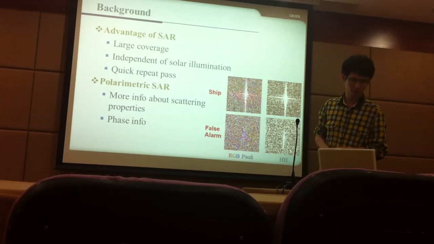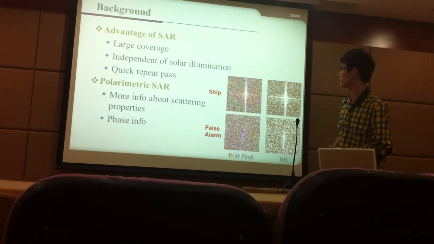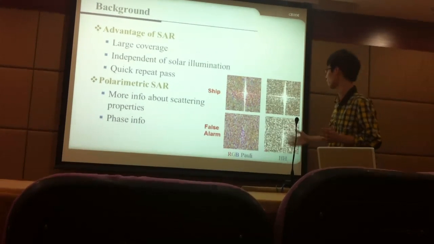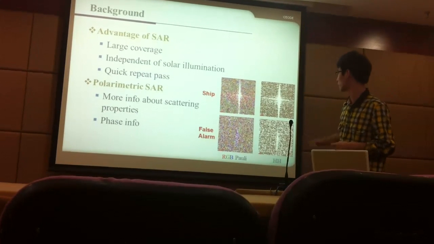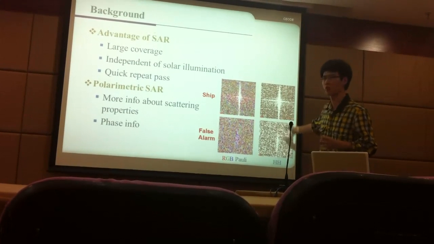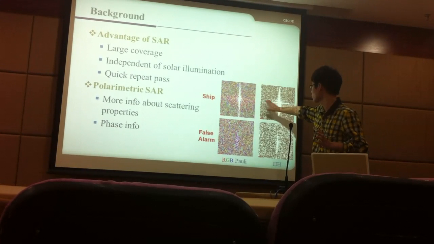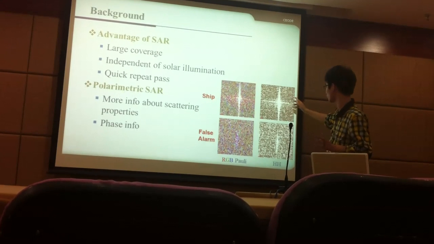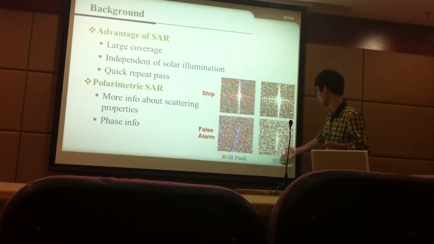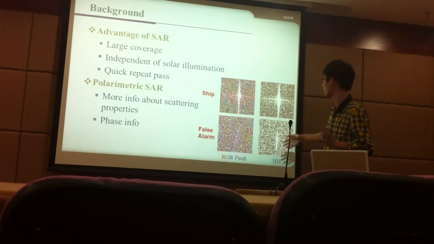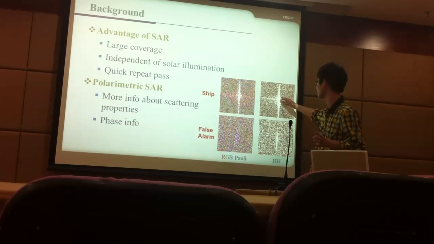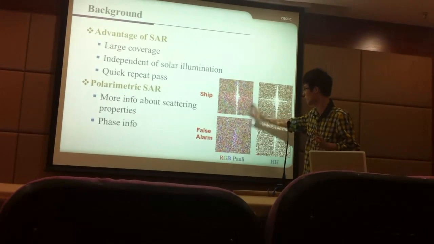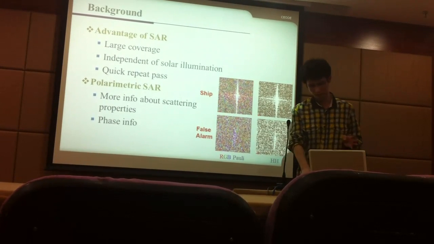Another development is polarimetric SAR, which can provide more information about scattering properties, and even the phase information of the backscattering. Let's look at the picture on the right side. These two are ships, and these two are false alarms. It is very hard for us to discriminate them from one polarization, either HH, or HV, or VV. But in polarimetric SAR, we can discriminate them because they have different scattering properties.